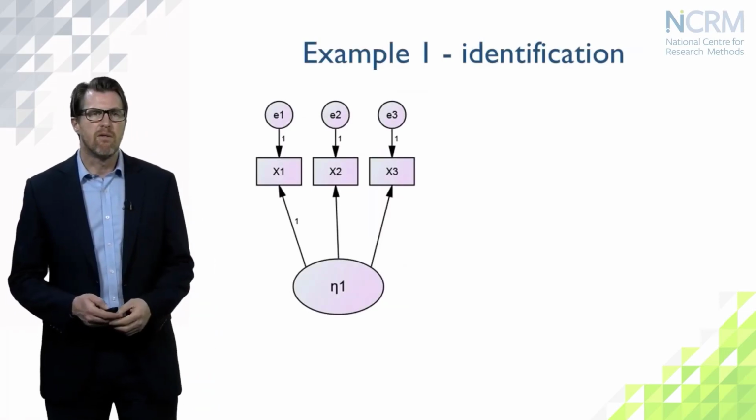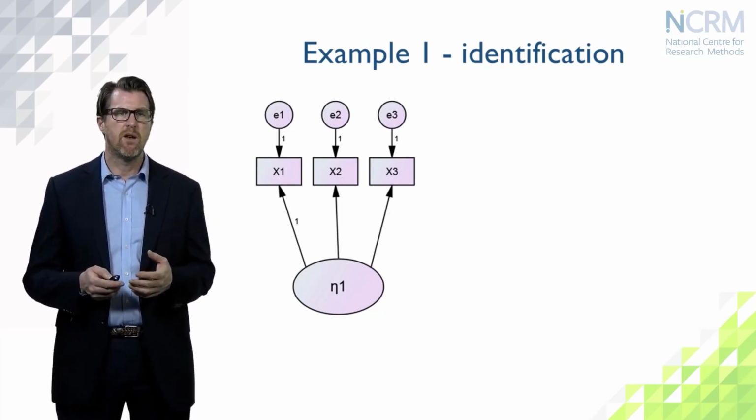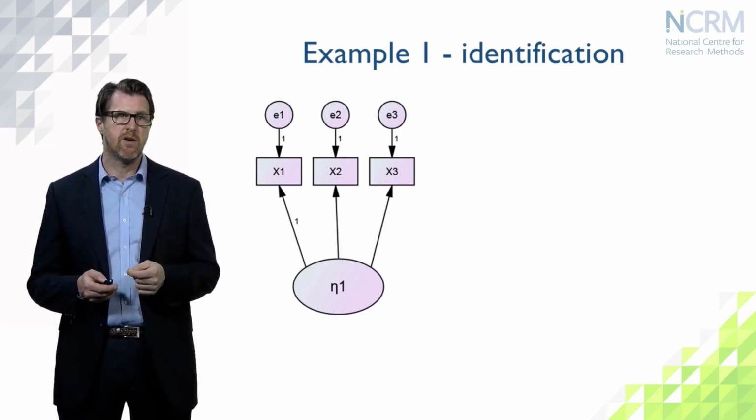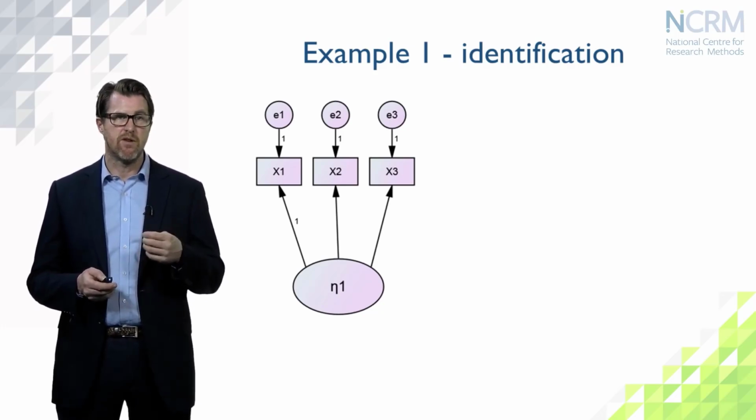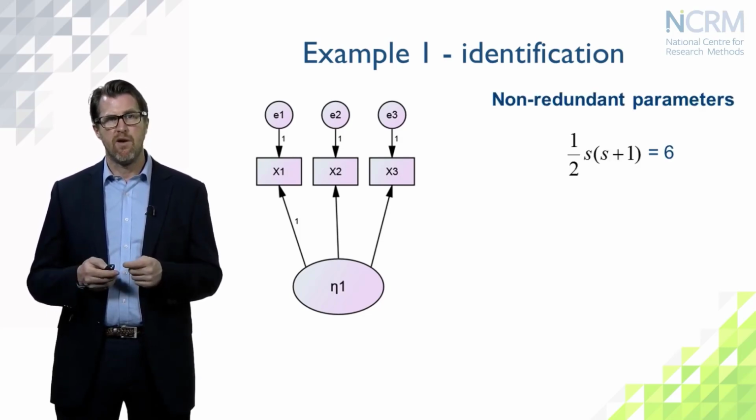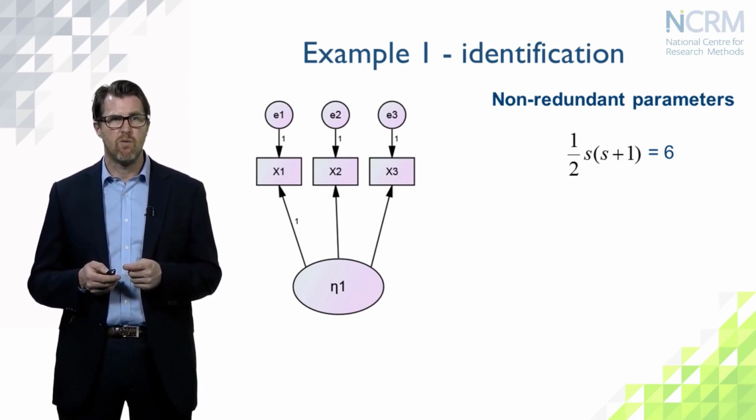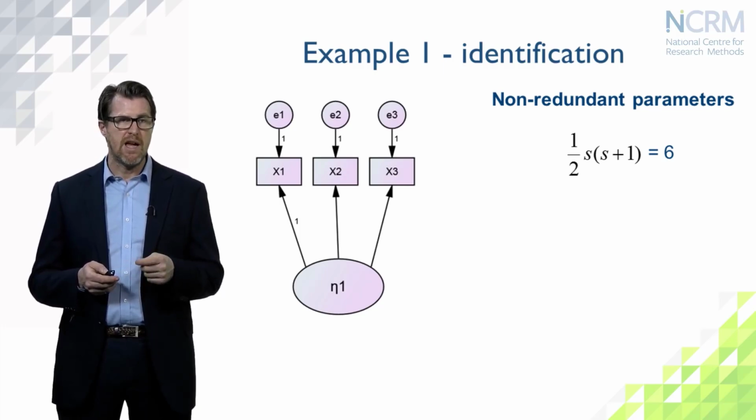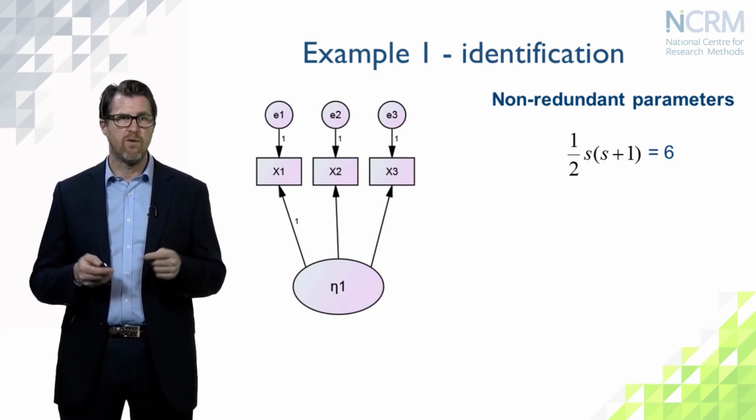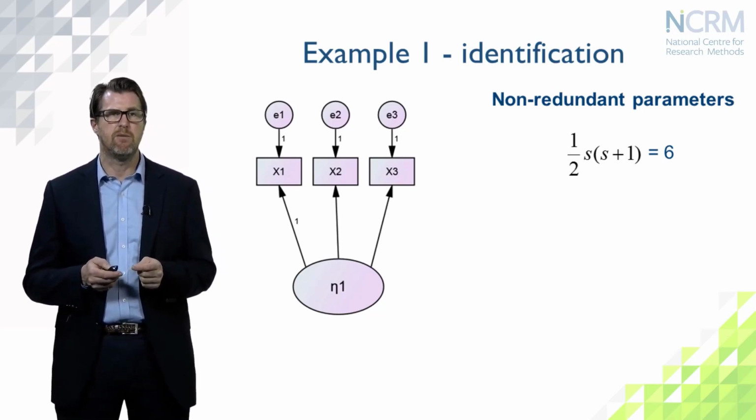So to give an example of that, here is the path diagram that we saw earlier, where we have eta 1, a latent variable, which is measured by or causing 3 observed variables, and each of those observed variables has an error variance. So if we want to find the number of non-redundant parameters, we can use our half S times S plus 1 equation. Now S here is equal to 3, so S times S plus 1 is 3 times 4, that's 12. If we take half of that, it gives us 6 as the number of non-redundant parameters.